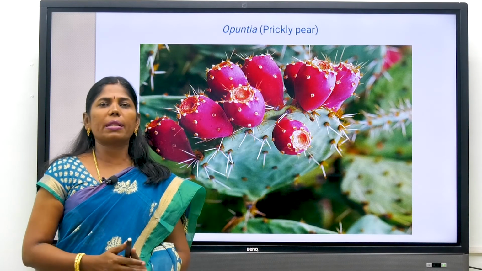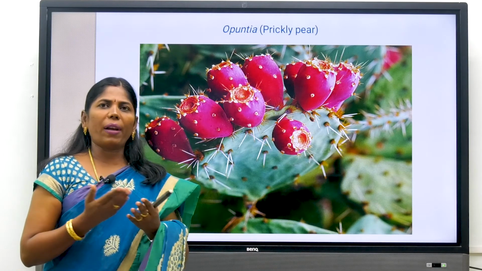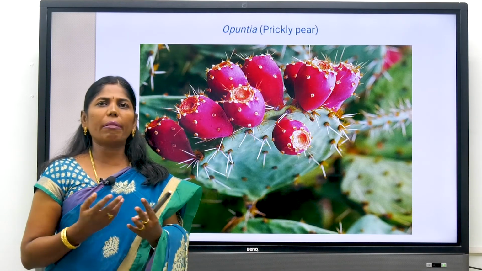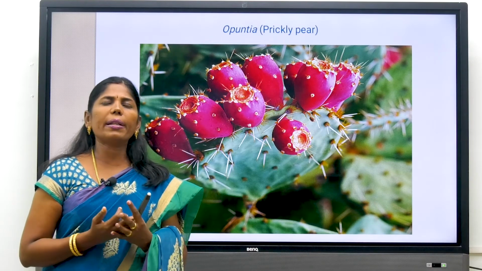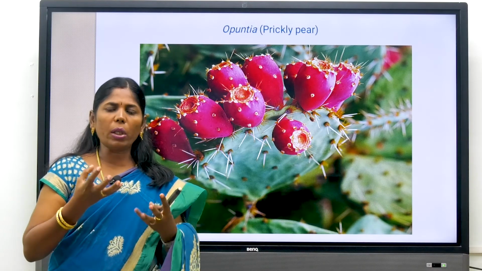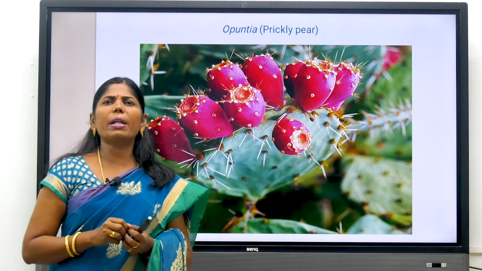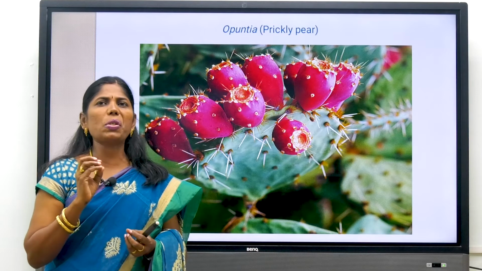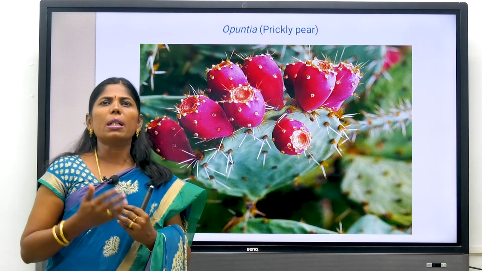Actually the stem is modified into leaf-like structures. The stem is flattened, broad, and green in color, and it is covered by a thick cuticle. In this way they protect the water content inside. Inside the Opuntia we can see some succulent and mucilage substances present, so they can escape from transpiration.